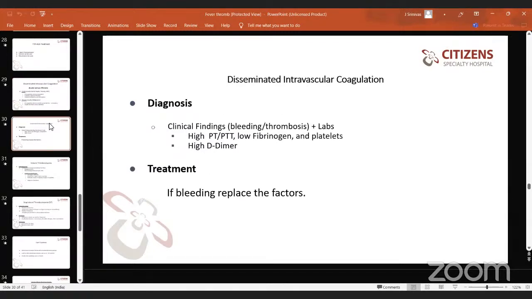DIC clinical findings: we see PT, APTT high, low fibrinogen and platelets, and high D dimer. And if there is bleeding, we give replacement factors. And as I mentioned, the differentiation between DIC and TTP HUS is only the coagulation factors, which differentiate it.